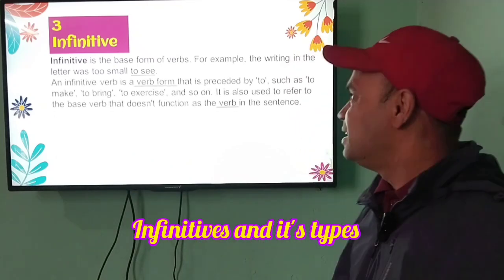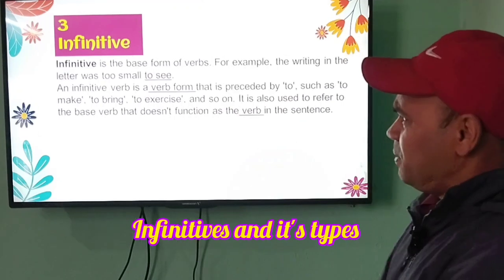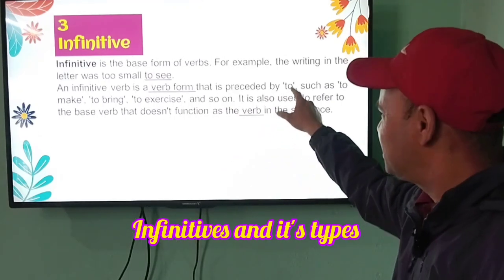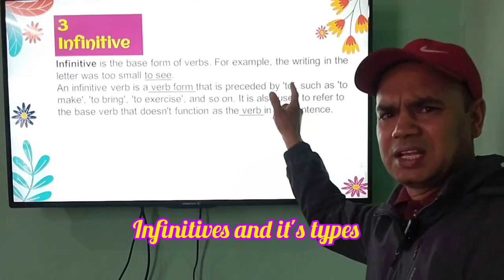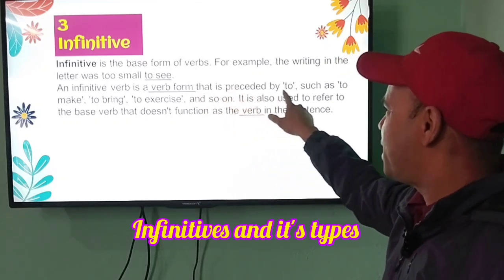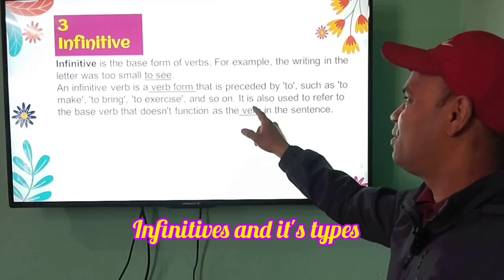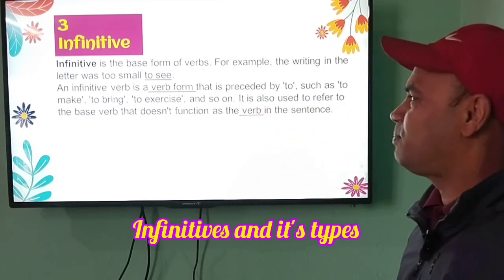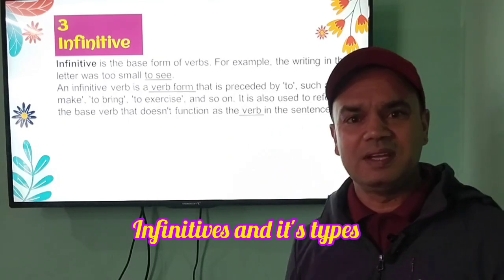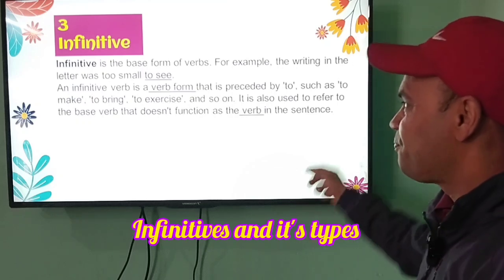All right. Basically, that is a "to" before the base form of the verb. An infinitive verb is a verb form that is preceded by "to". That means the "to" just comes before the main verb, such as to make, to bring, to exercise, and so on. It is also used to refer to the base verb that doesn't function as the verb in the sentence. Sometimes it doesn't function as the verb. That is the nature of infinitives.